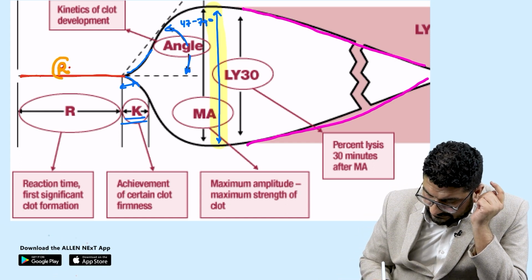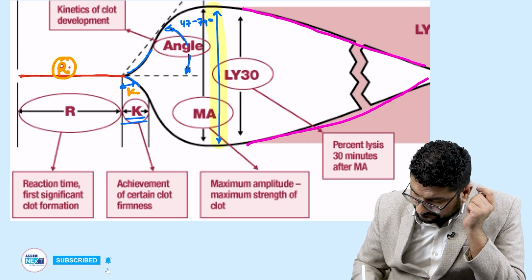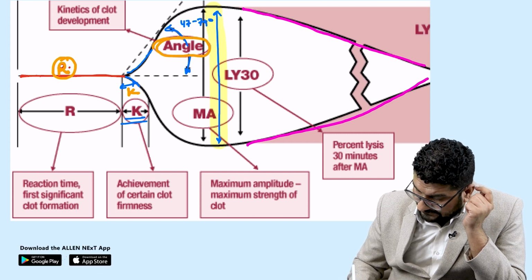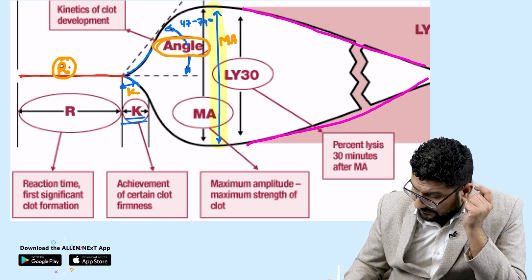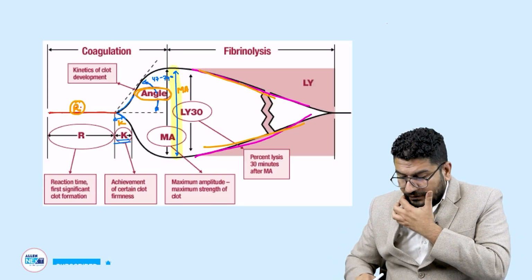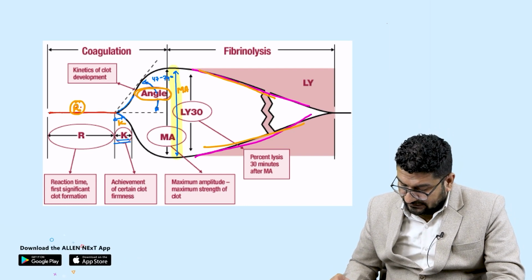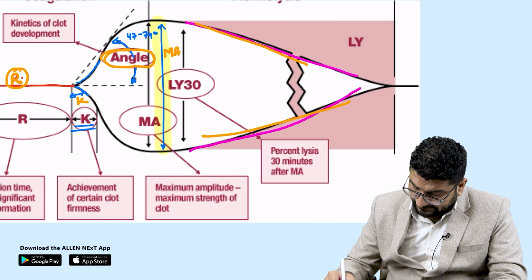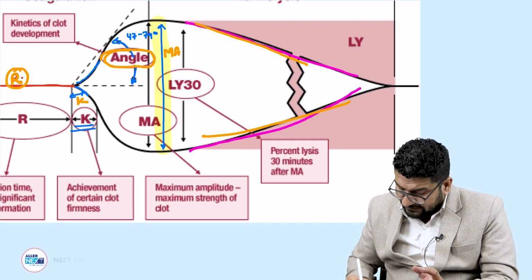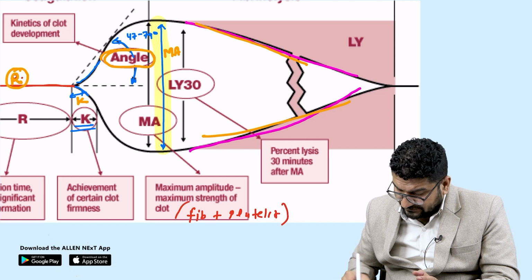This is R time. This is K time. This is the angle. Then what we have, this is MA, and here what we see, this downfall, this tail that is going down, that downfall is what we call lysis 30. So each of these readings has a particular significance. So understand, maximum amplitude or maximum strength of clot is your MA. So MA basically is telling you the interaction of fibrin and platelet. So more and more fibrin. So this is like maximum strength we can get.